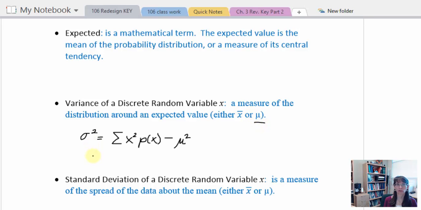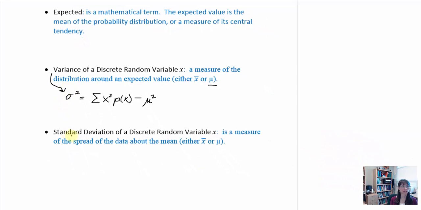The formula that we're using for variance of a discrete random variable is sigma squared is equal to the summation of x squared times the probability of x minus mu squared. Remember, mu represents the expected value or mean, and sigma is our standard deviation, but when it's sigma squared, that is variance. For standard deviation, we'll simply take the square root of our variance. So sigma will equal the square root of sigma squared.